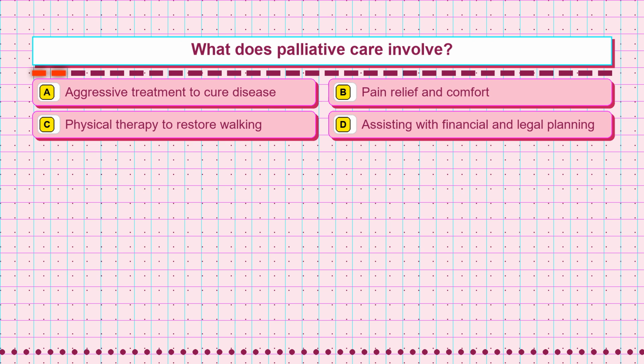Question 43. What does palliative care involve? Option A. The aggressive treatment to cure disease. Option B. Pain relief and comfort. Option C. Physical therapy to restore walking. Option D. Assisting with financial and legal planning.